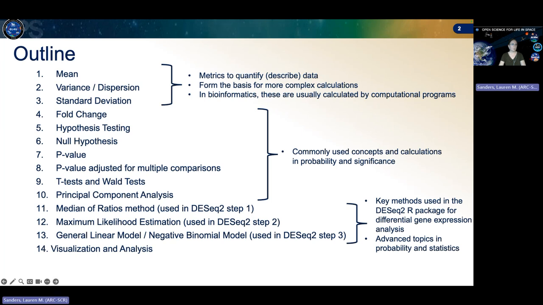Finally, we're going to focus on three advanced topics, which are the key methods used in the DESeq2 R package for differential gene expression, which is what you're going to be using in the upcoming Jupyter Notebook. These are advanced topics in probability and statistics. And then we're also going to learn a few different visualization and analysis techniques once you have your differentially expressed genes.